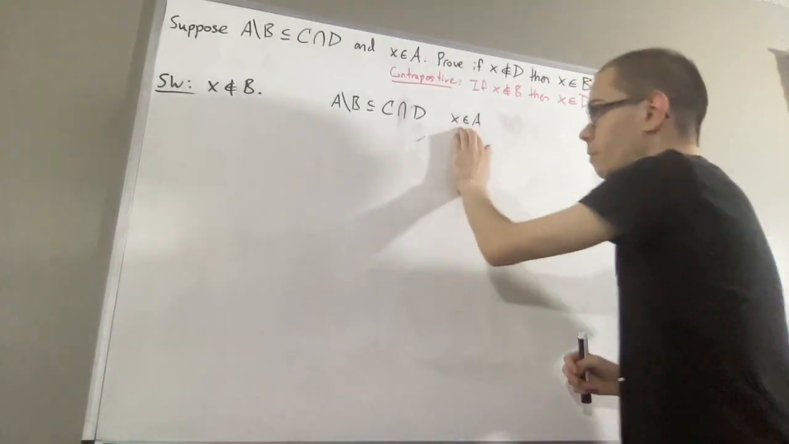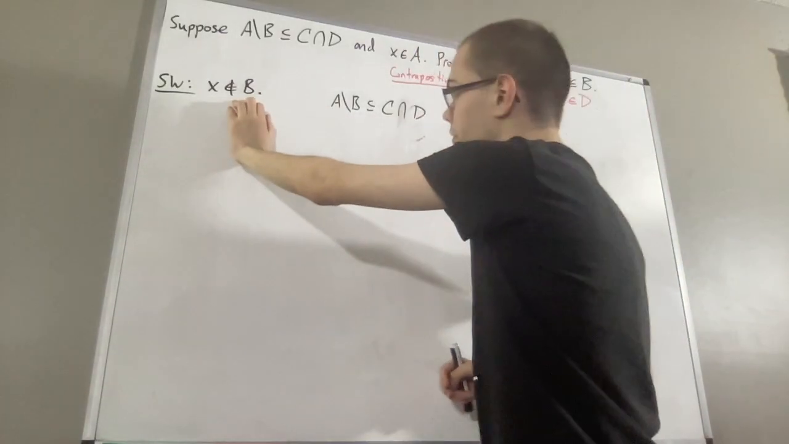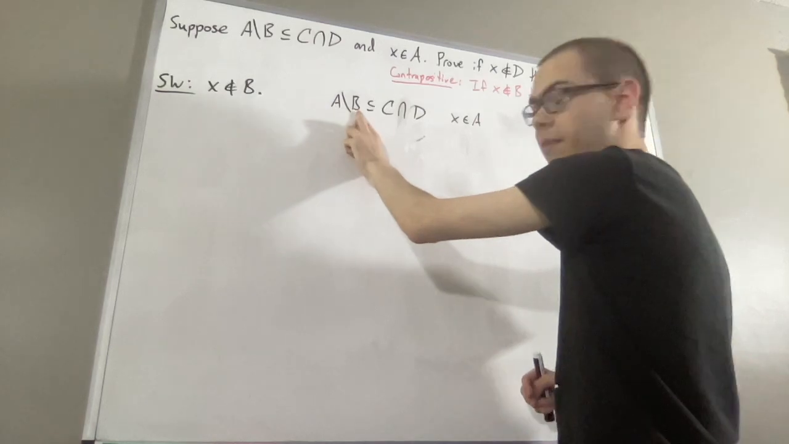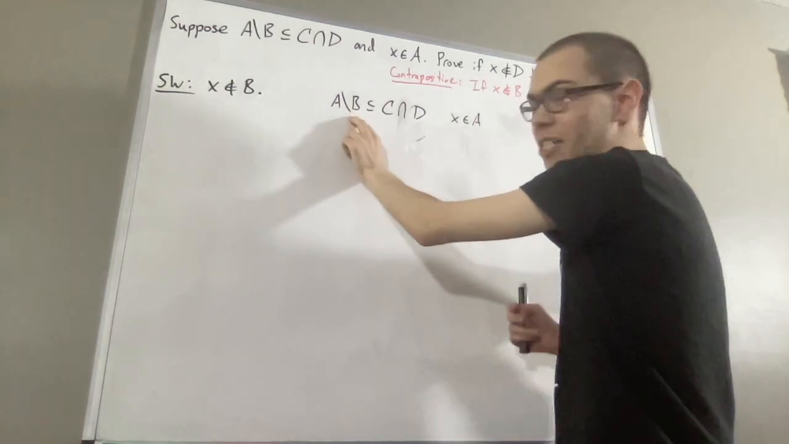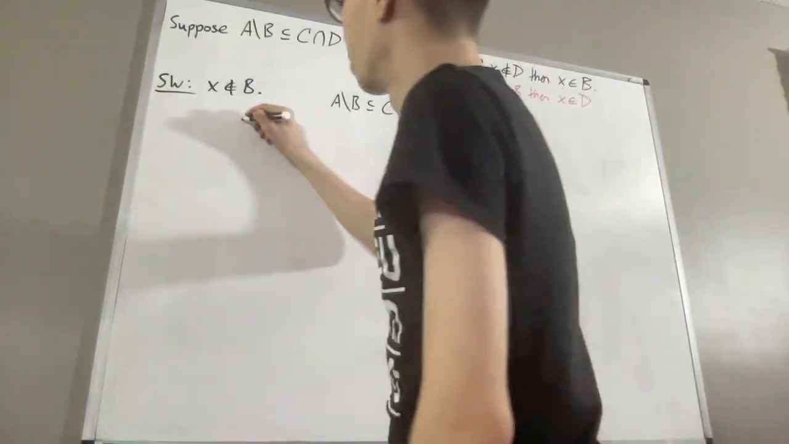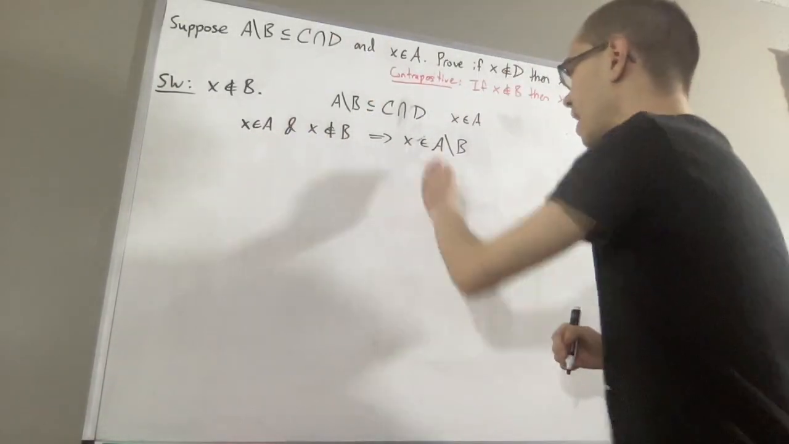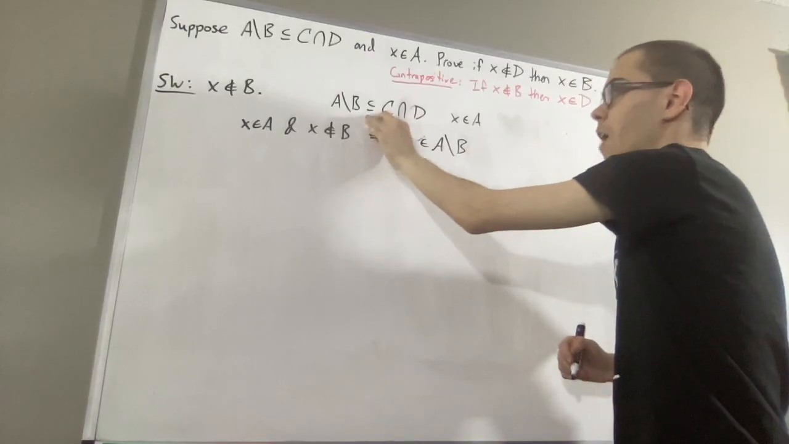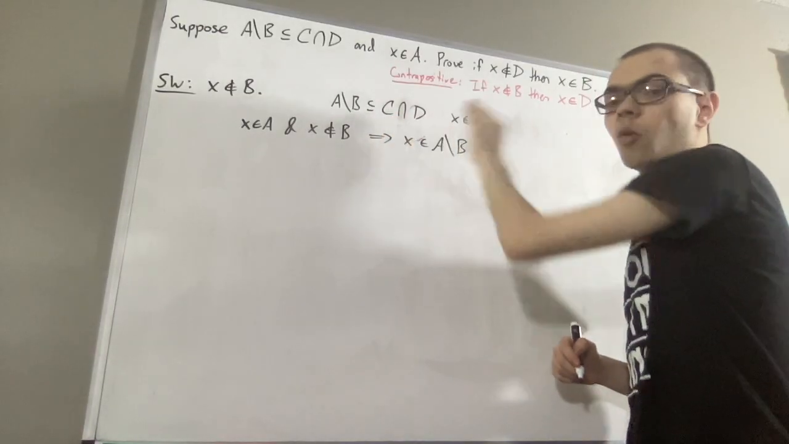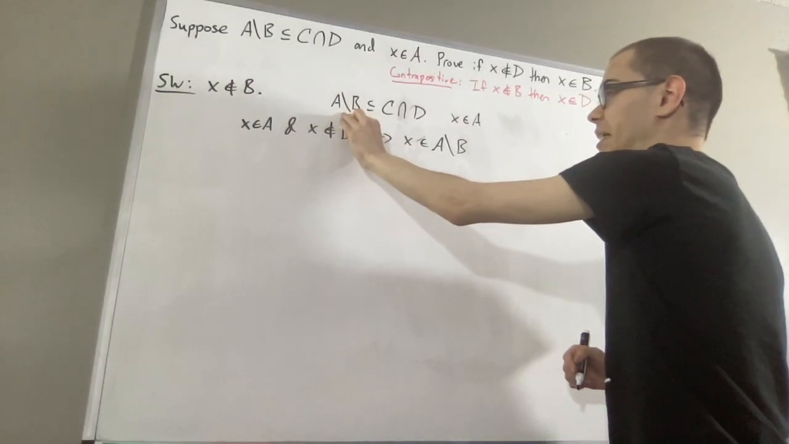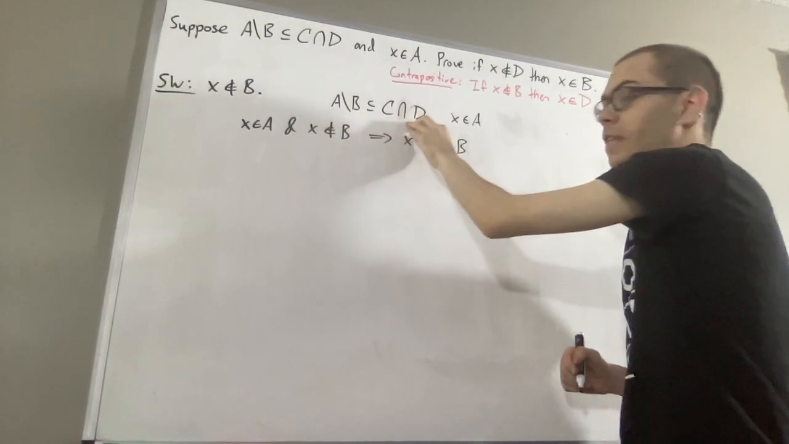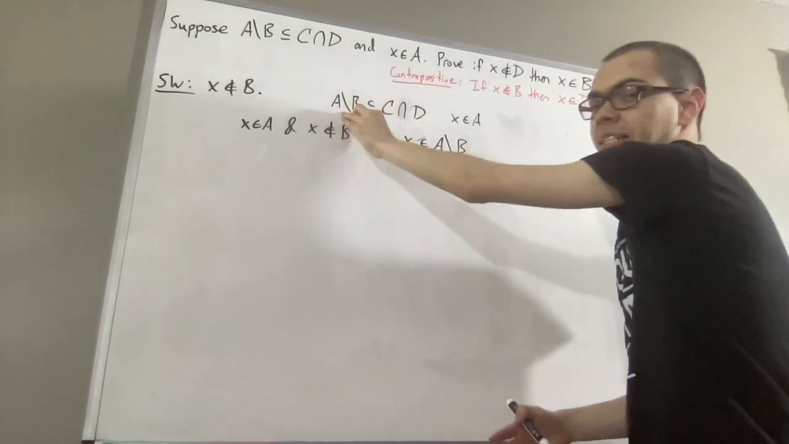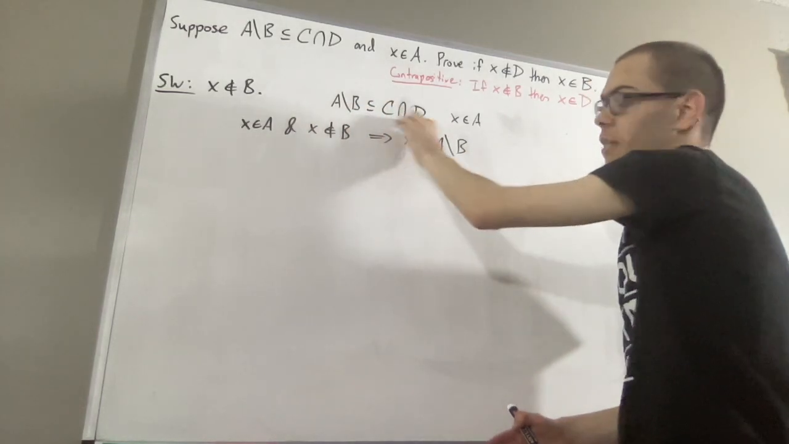So let's see, X is an element of A and X is not an element of B. That's precisely what it means by definition for X to be an element of A set minus B. Right, to be an element of this set means you're an element of A, but not an element of B. So X is an element of A set minus B. But we also know that A set minus B is a subset of the intersection of C and D. What that means is that every element of A set minus B is also an element of the intersection of C and D. So in particular, since X is an element of A set minus B, X must also be an element of the intersection of C and D.